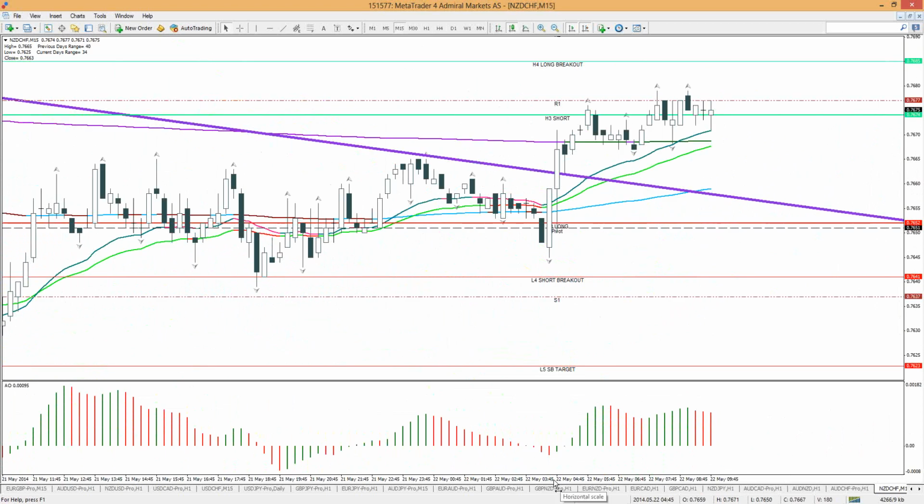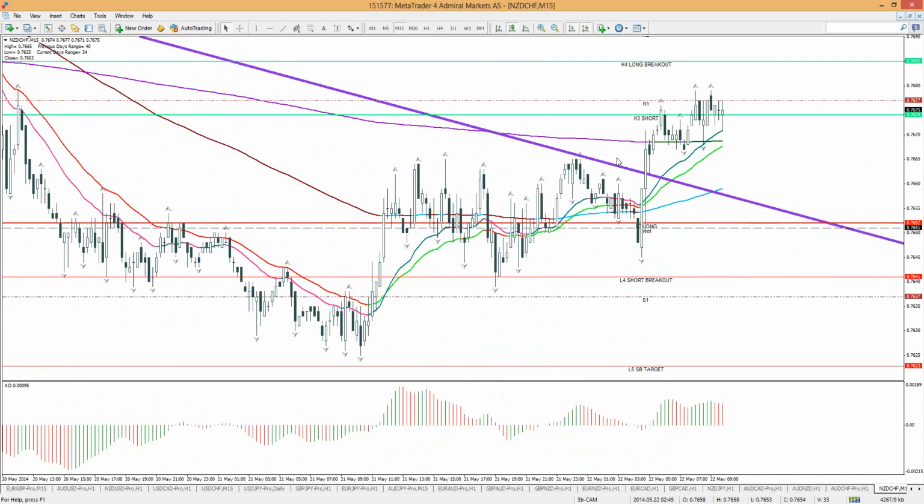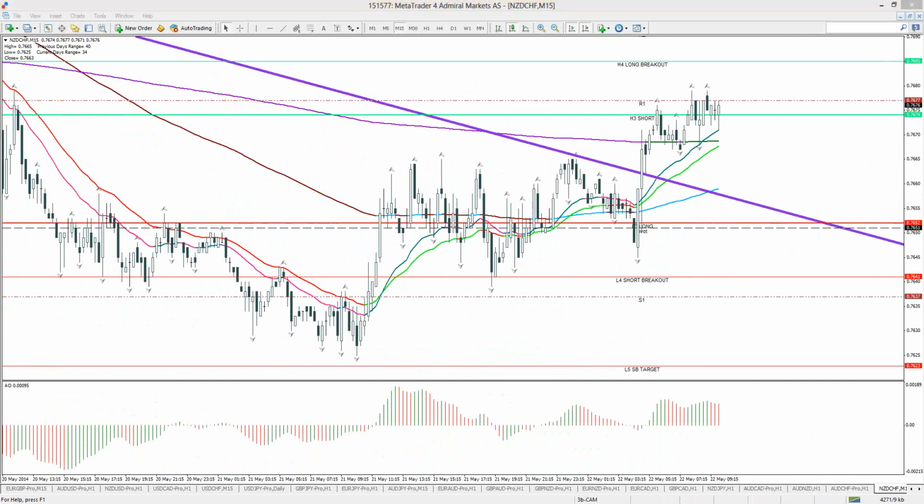Now let's talk about maybe the entry that I would find interesting. That's the next step. Analysis is one step. Entries and exits is the next step. So if I look at this, we are pretty close to H3.